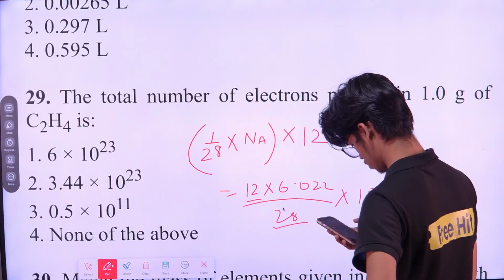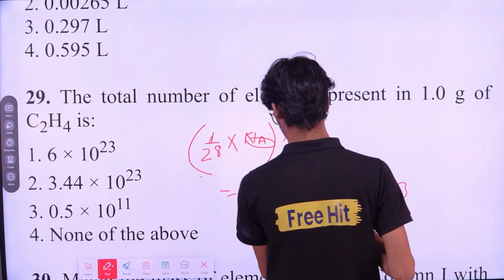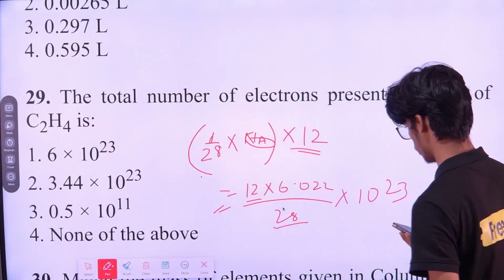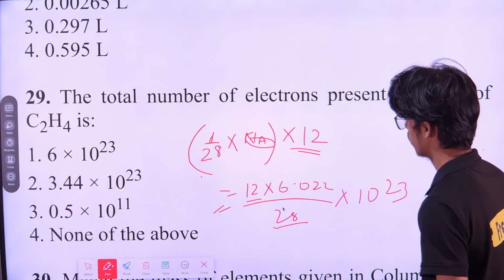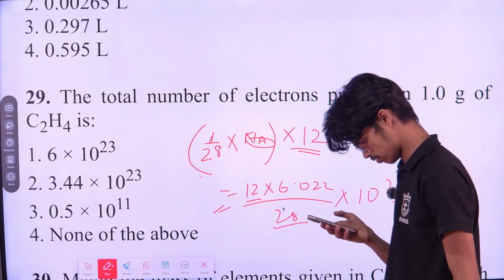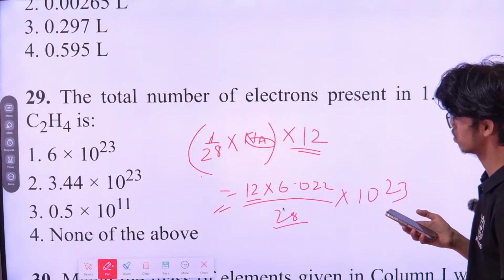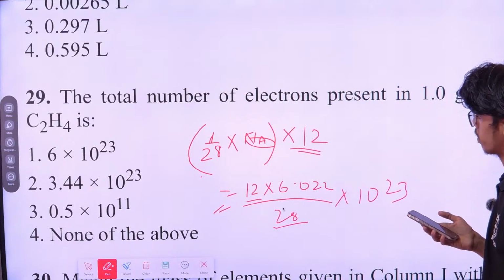Okay. 1 by 28, 12 into 6.022, 10 to the power 23. I am doing something wrong. Can you guys let me know? Kanishka, Priya, is there anything wrong with my solution? Because I am getting a different answer.